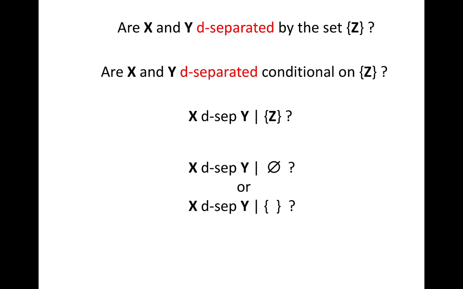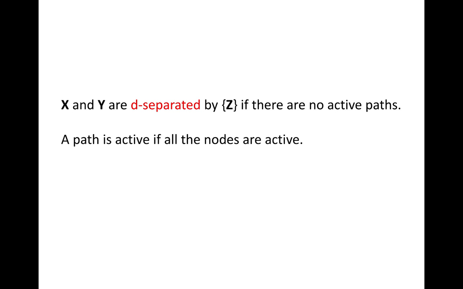The conditioning set z need not contain any variables. In those cases, we ask whether x and y are d-separated by the empty set, which we can notate either of two ways. X and y are d-separated by z just in case there are no active paths between x and y, and a path is active just in case all the nodes on the path are active. So being able to answer d-separation questions requires being able to categorize the nodes on a path as active or inactive, and that's the topic to which we now turn.